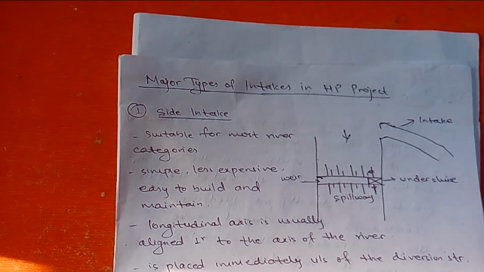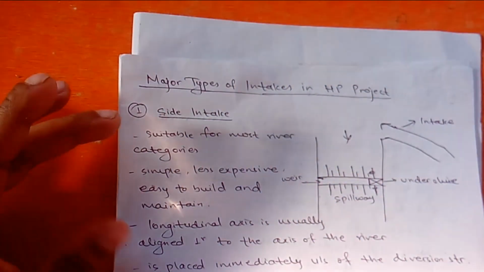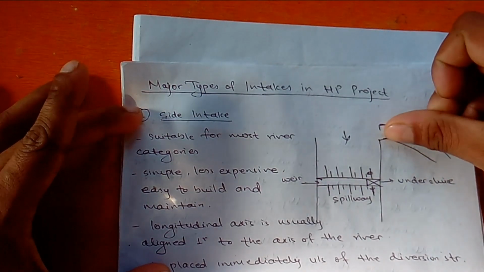Since most of the river follows a meandering path, side intake is very much suitable for that kind of category as well. It is simple, less expensive, easy to build and maintain. The longitudinal axis is usually aligned perpendicular to the axis of the river. That means if the axis of the river is this, the side intake is usually aligned almost perpendicular to the alignment of the river.